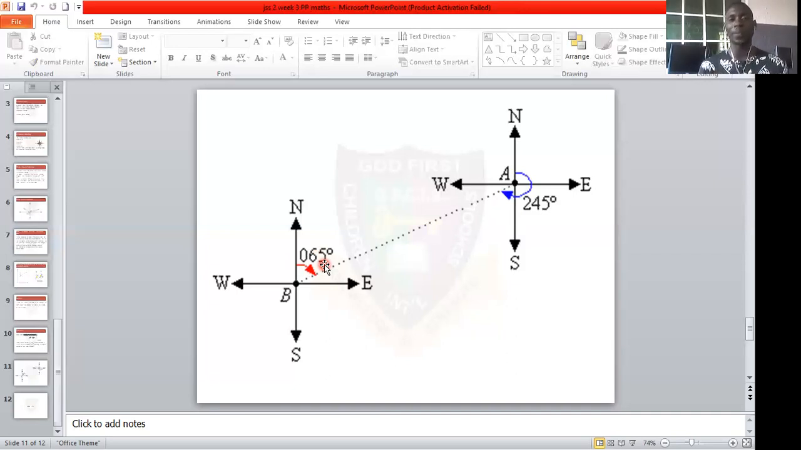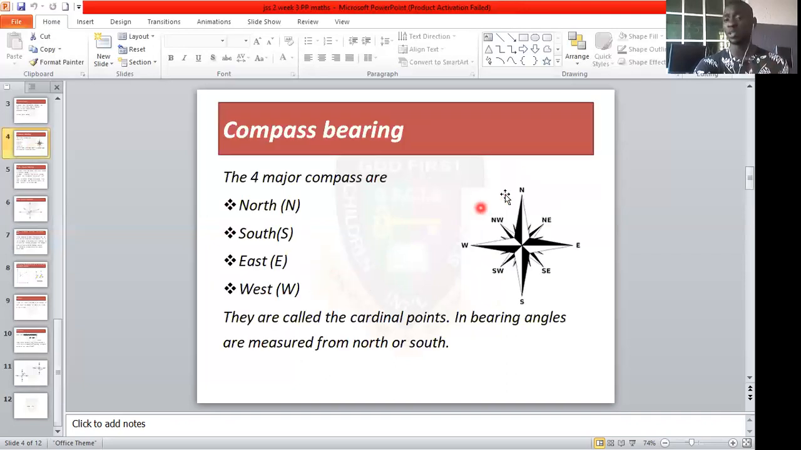So I would like to recap again. We talked about bearing used to find the location of a place. We have compass bearing, whereby we describe the poles, the four cardinal points: north, south, east, and west. And in between, we always have the northeast, southeast, southwest, and northwest. Always take note, your bearing measurement starts from the north or the south. You don't say east north, and you don't say east south. It's always northeast, southeast, southwest, and northwest.